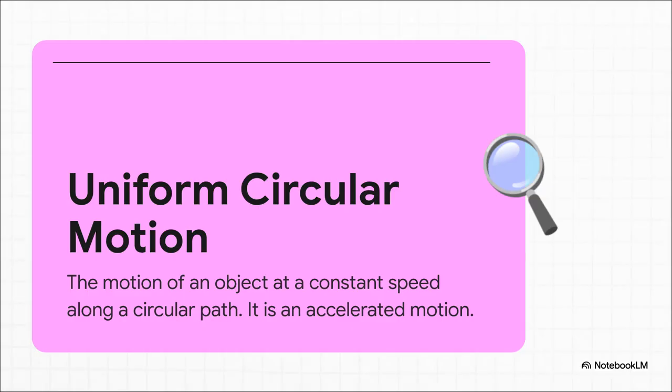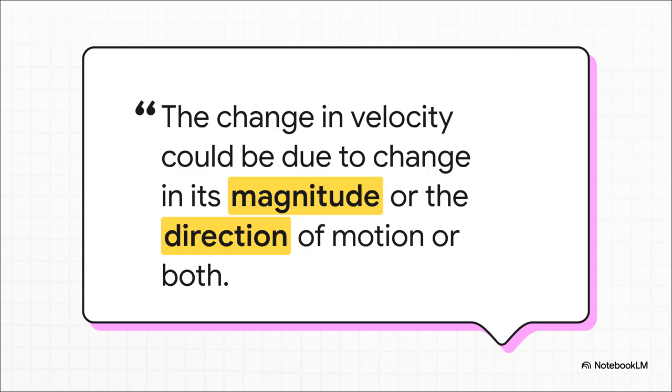So here's the deal. Even if that stone is moving at a perfectly constant speed, its direction of motion is changing at every single instant. And since velocity includes direction, that means its velocity is constantly changing. And what did we say a change in velocity is? That's right, it's acceleration.